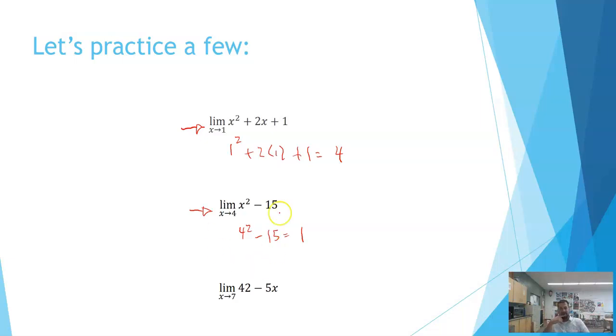The next one is the limit as x approaches 7. Again, hopefully you've got this down by now. You just take that x value, you plug it in, and in this case, 42 minus 35 is 7, so that would be that particular limit. That's the y value we're getting really close to. So you're probably thinking, okay, this is just stupid. Like, this is exactly the same as doing f of 1.